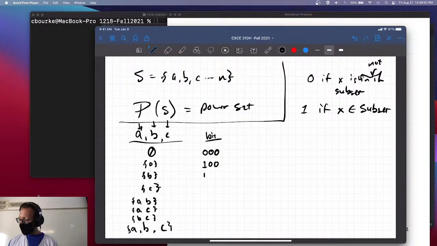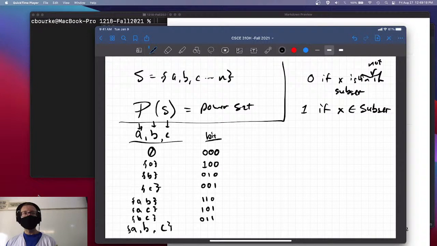0, 1, 0, 0, 0, 1. Right? For A and B, what would it be? 1, 1, 0. So do you see the pattern that I'm following here? 1, 0, 1. Tell me what B, C would be. Anyone? 0, 1, 1. And finally, the last one would be 1, 1, 1.